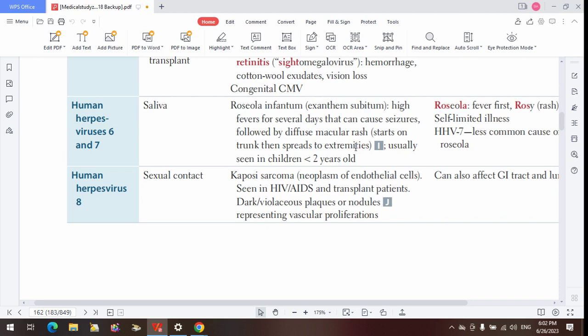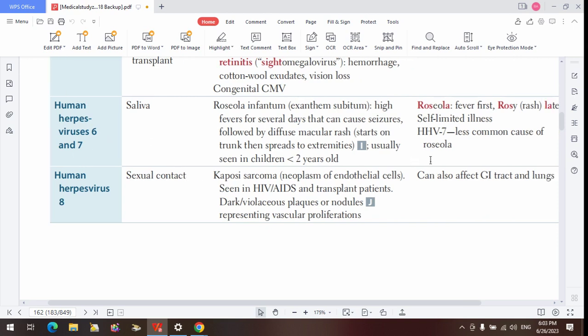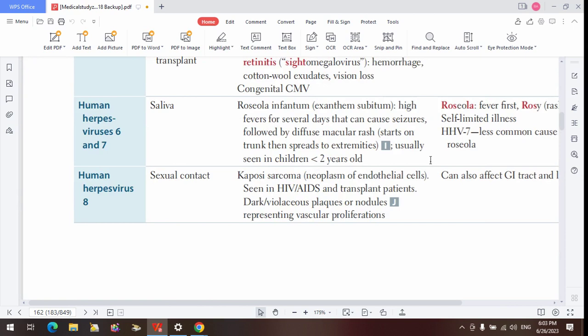So once you see a history of someone with high-grade fever, maybe the person convulsed, then the fever came down and the rash appeared almost immediately, starting from the trunk and moving to the extremities, you are thinking of roseola, which can be caused by HHV 6 and 7, but most commonly 6. It's very common in people younger than 2 years.